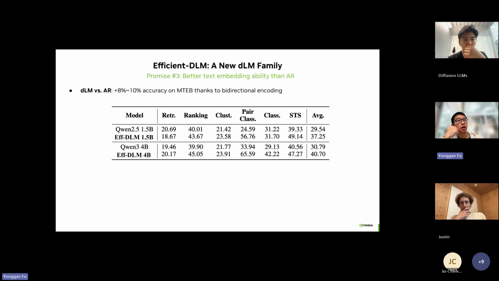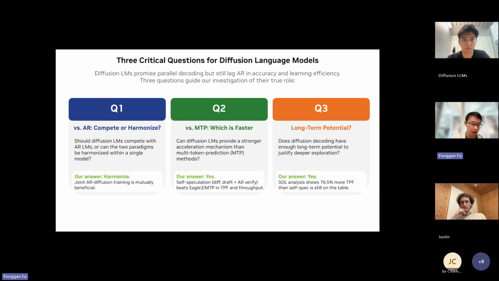Basically, it demonstrates that for AR-to-diffusion conversion, we can deliver an ideal diffusion LM, achieving real speedup while maintaining the accuracy. But actually, this is not sufficient to really justify the switch from autoregressive models to diffusion language models. Because if we really want to deploy diffusion LMs everywhere, we need to answer more questions. So we propose 3 critical questions for diffusion LMs.